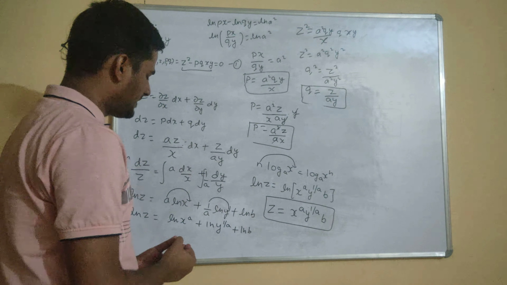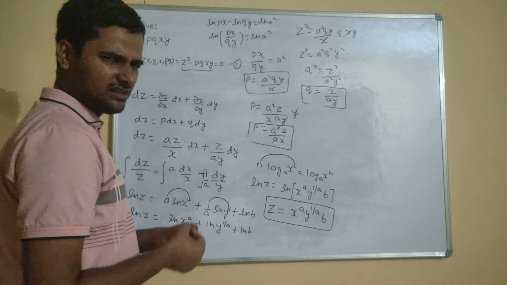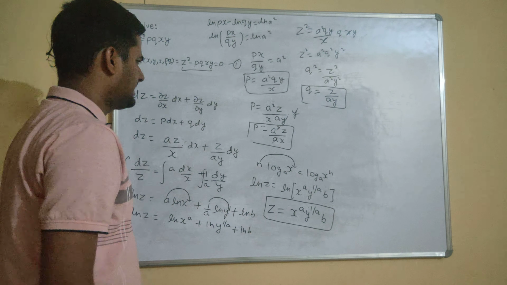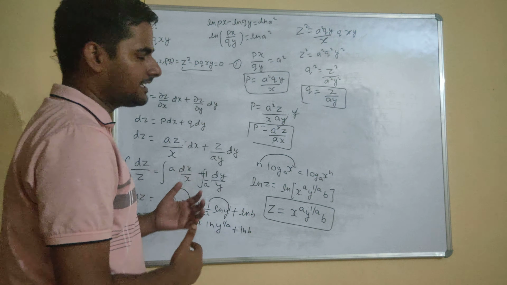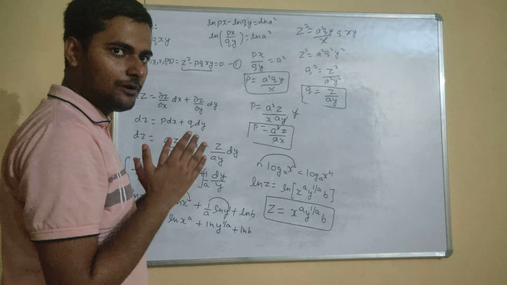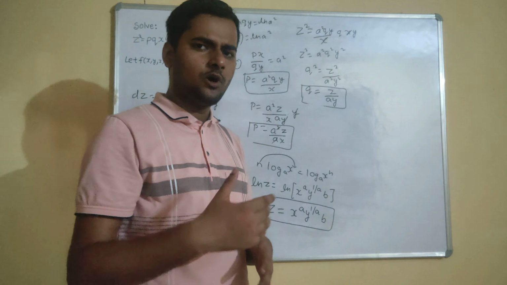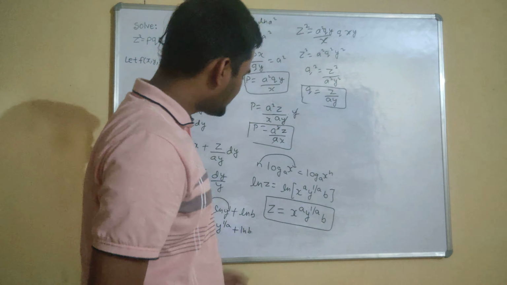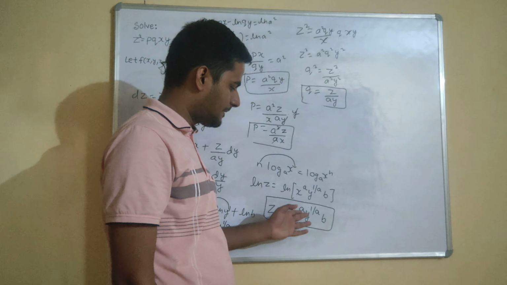Log will always come into the picture. Integration, you all know, there complexity can be there, but that is an easy thing to do at the end of the day. The only thing in Charpit's method which is difficult is to write that equation and find the value of p in terms of xyz, q in terms of xyz. So more and more practice will give you more and more clarity in this concept. So that's our final answer. Looking good. Z equals x power a, y power 1 by a times b.